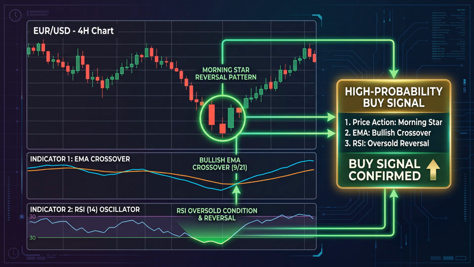When the candlestick pattern, the trend indicator, and the momentum oscillator all agree, as summarized in the gold box on the right, technical traders interpret it as a highly confirmed opportunity to execute a long buy position.